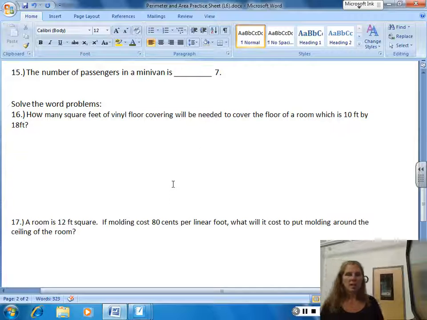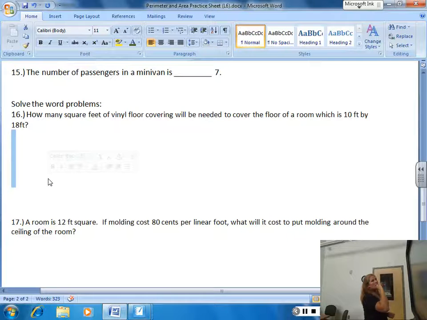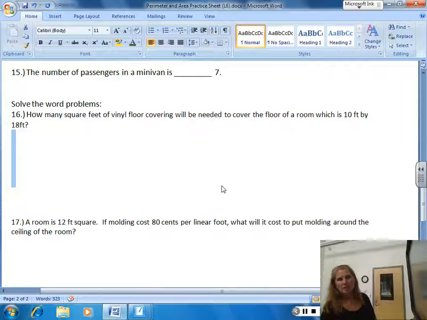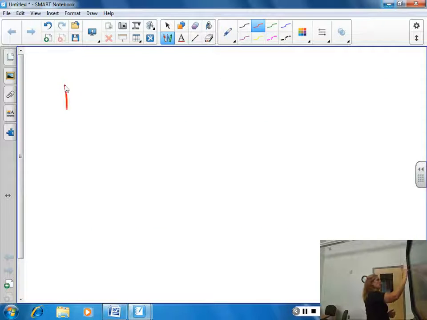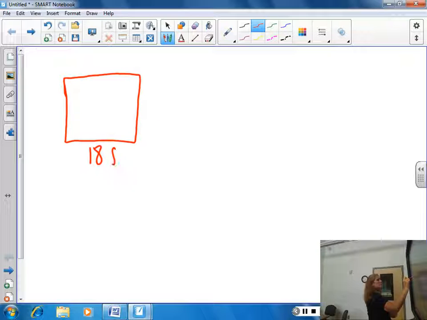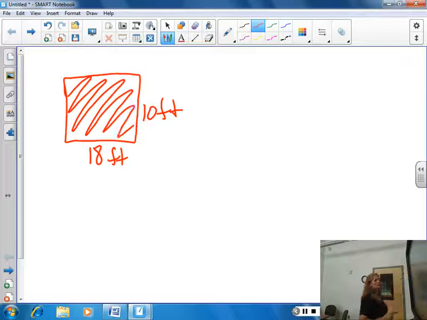And so I have this room. I have trouble writing on this thing. The room is 10 by 18. So I have a room that's 18 feet by 10 feet. And I want to cover this whole space inside in 2 dimensions, no depth, but length and width. And so I want to find the area for that.